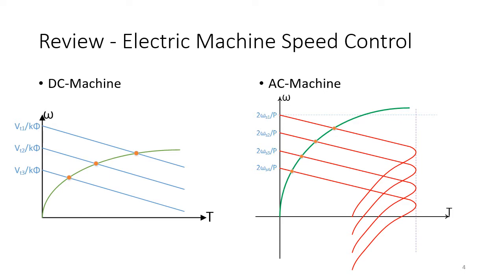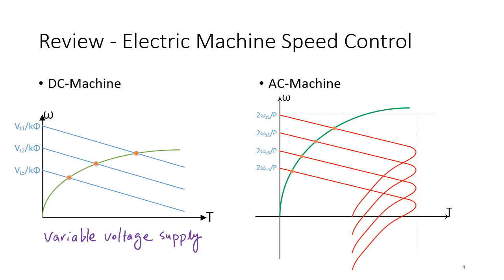So here, we need to change the voltage supply. So in this case, a variable voltage supply is needed to control the speed of the DC machine.